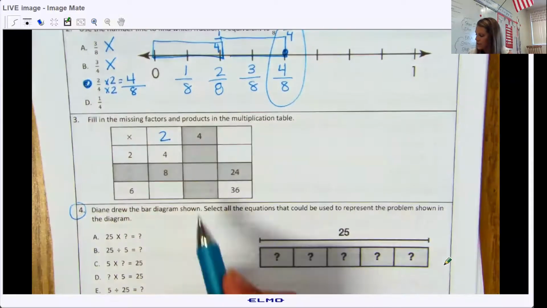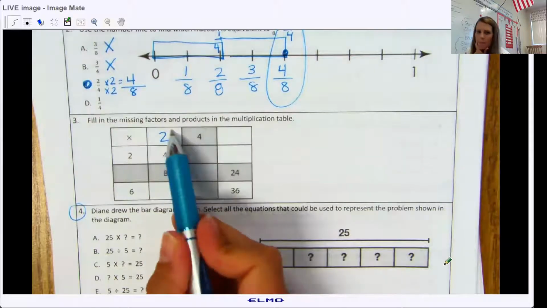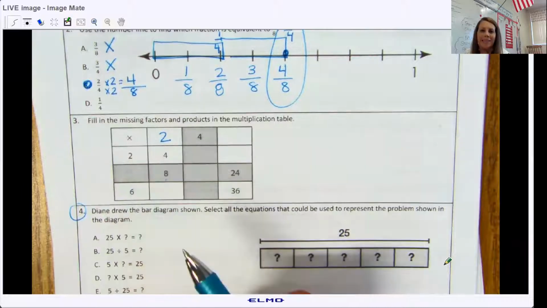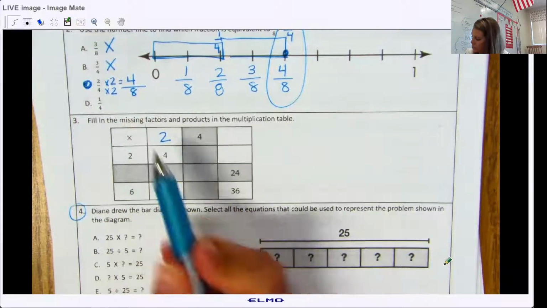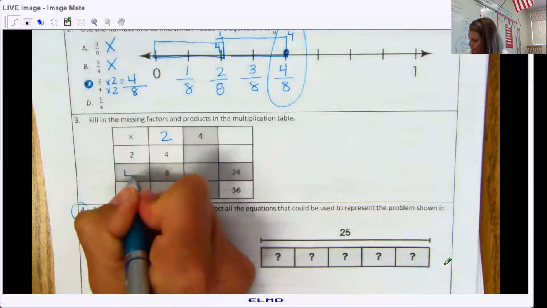Okay, so then let's see. We've got 2 here, but we're missing this number. But we know it has to equal 8. 2 times what equals 8? Go ahead and write it in. You should have gotten 4.